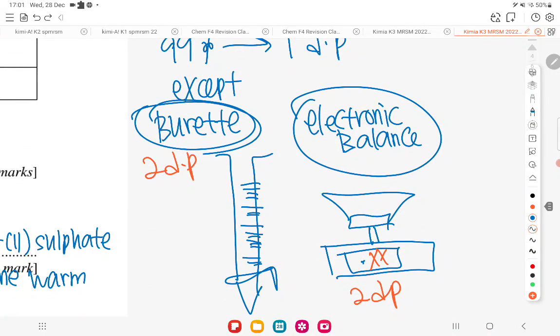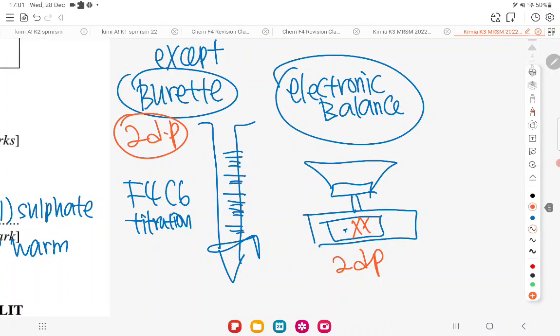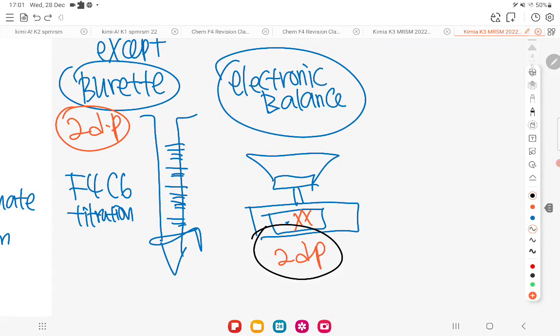The first one is the burette. A burette is a very long tube that we learn in Form 4 Chapter 6. When you do titration, you will use a burette. So if you have a burette, you must record in 2 decimal points. Everything has to be in 2 decimal points. Number 2, the electronic balance. The electronic balance is to measure the mass. So if they ask you to measure the mass using the electronic balance, you will have to use 2 decimal points as well.